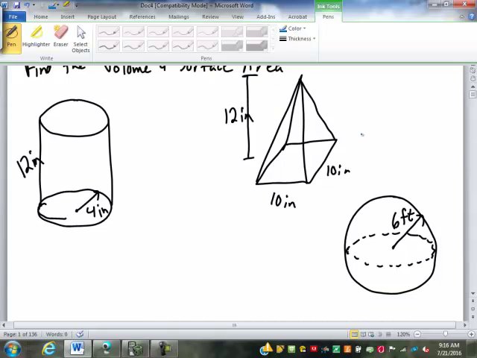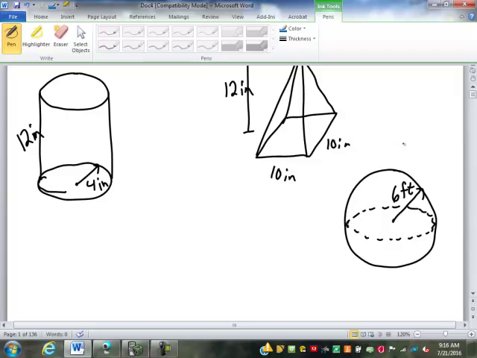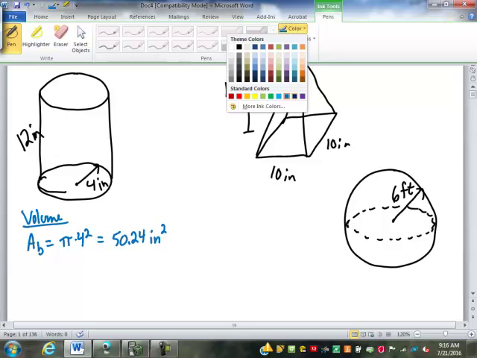So for the first one here, our cylinder, where would we start finding volume? What's our first step in finding volume? Okay, finding the area of the base, right? First step in volume is always finding the area of the base. And since this is a cylinder, the base is a circle, that area is pi times 4 squared, which comes out to be 50.24 inches squared. What's our next step?